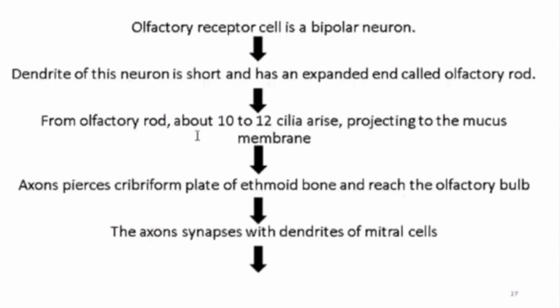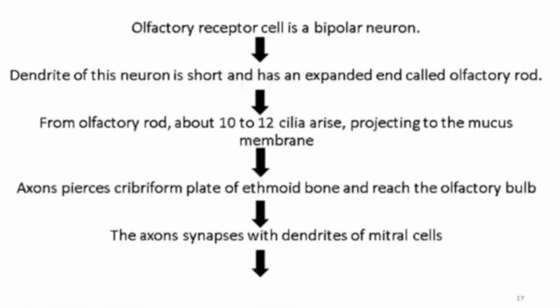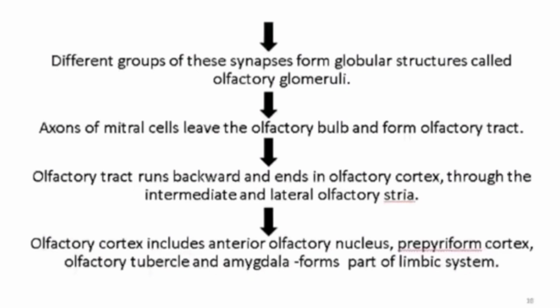The axons synapse with the dendrites of the mitral cells, and the axons of the mitral cells leave the olfactory bulb and reach the olfactory tract. Different groups of the axons of the receptor cells and the dendrites of the mitral cells synapse and form a structure known as olfactory glomeruli. The olfactory tract goes to the olfactory cortex. The olfactory cortex includes the anterior olfactory nucleus, prepiriform cortex, olfactory tubercle, and amygdala, which is a part of the limbic system.